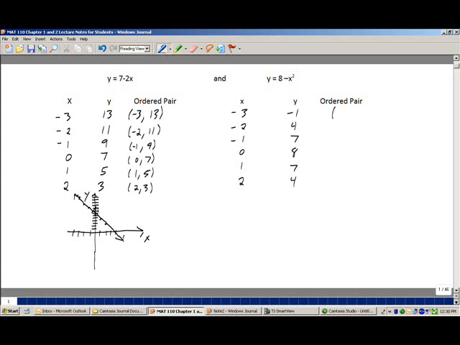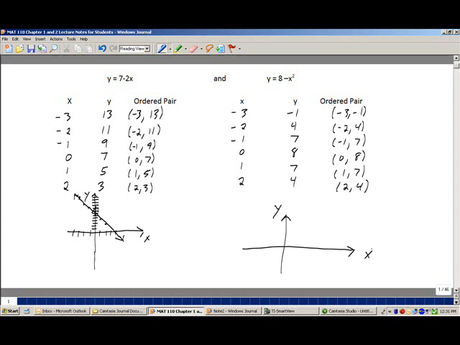And again, if these are ordered pairs, it would be these ordered pairs. Remember, the first value is always the x, second value is always the y. And if we were to sketch this, we would again see that this does not form a line.